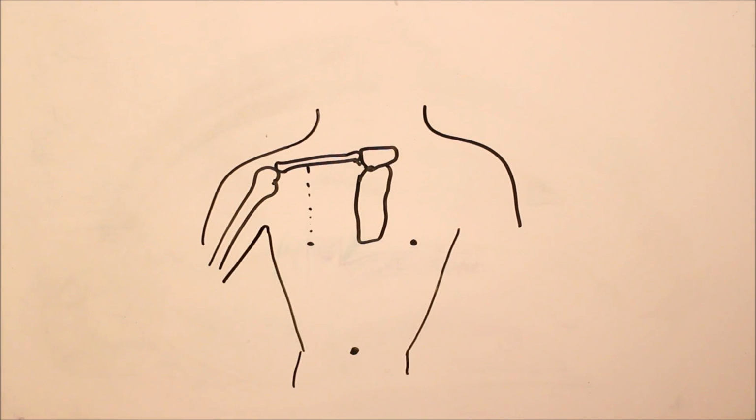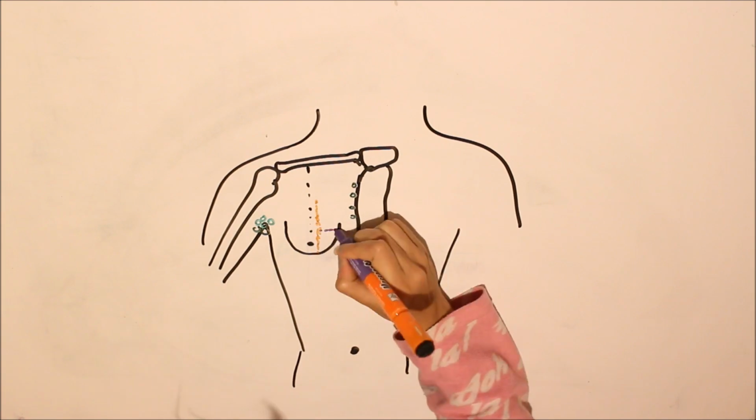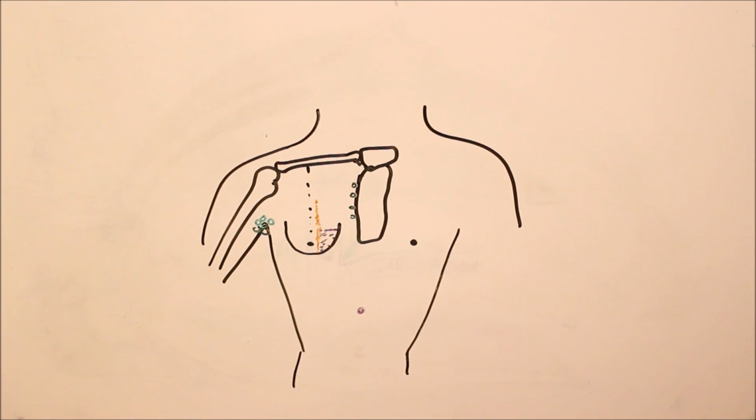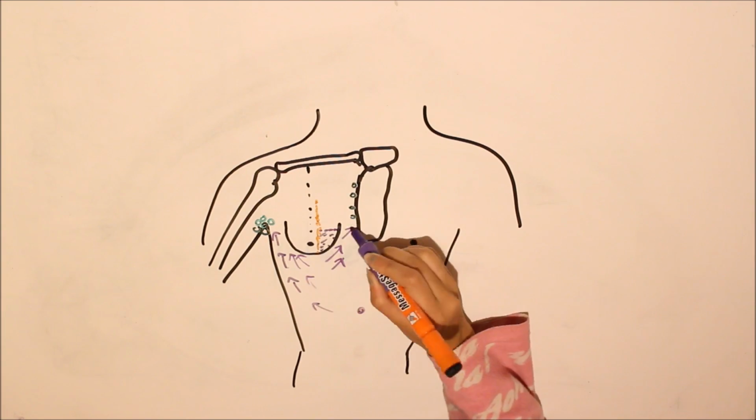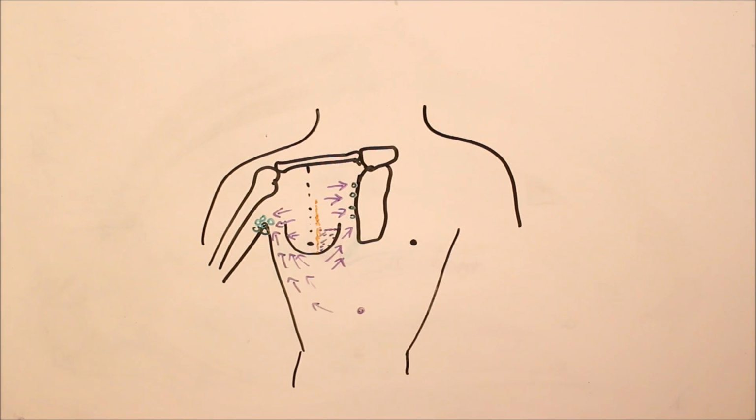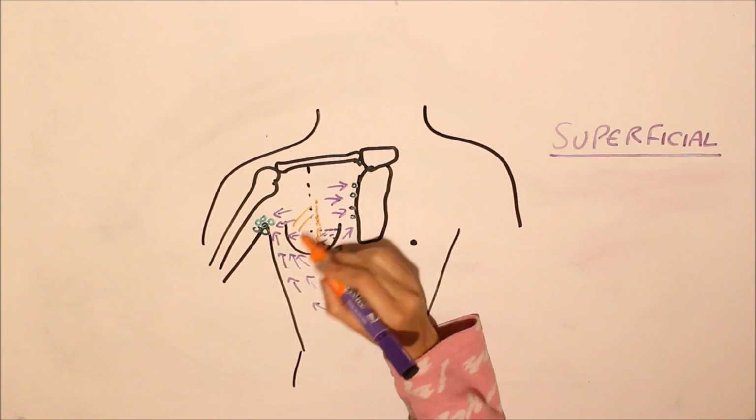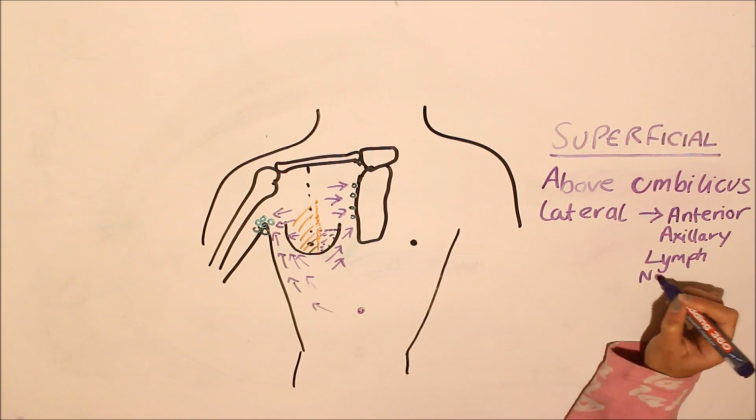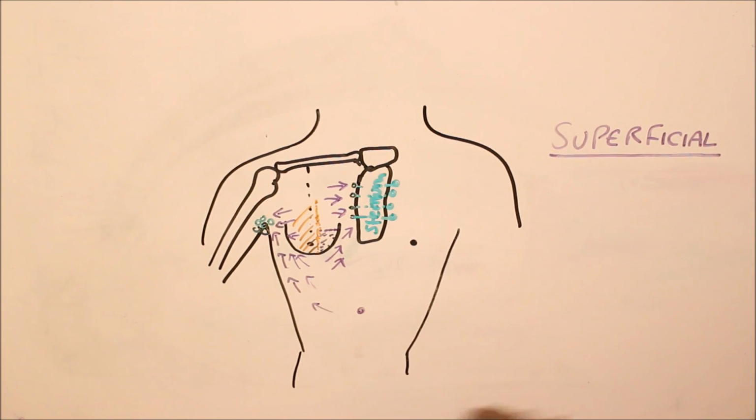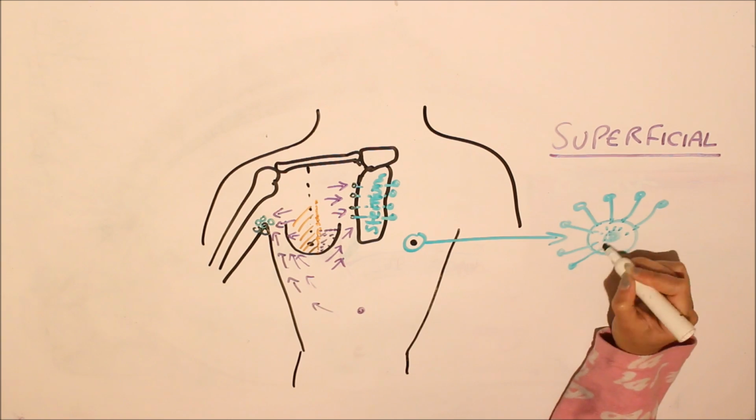So, today we're focusing on the lymphatic drainage of the thorax. Starting with superficial, we start with the skin. All the skin above the umbilicus drains to the anterior axillary nodes if lateral to the mid-clavicular line, and parasternal lymph nodes if medial. The breast, male or female, has its specific lymph flow.